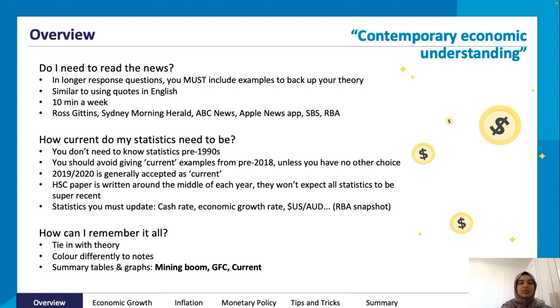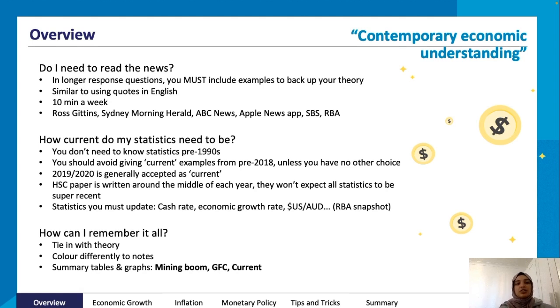In longer response questions, you must include examples that link back to your theory. So you want something to back up your theory. If you're talking about monetary policy, when the rates rise or when the rates fall, have examples to back it up. When the cash rate falls, we saw examples of the cash rate decreasing dramatically during COVID, and then in the aftermath of COVID right now, the cash rate's been increasing every month for the past 2 months, right? So similar to using quotes in English, you need to have quotes or news snippets to back up your theory.